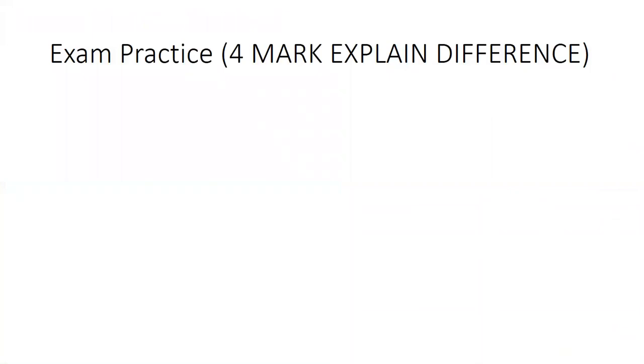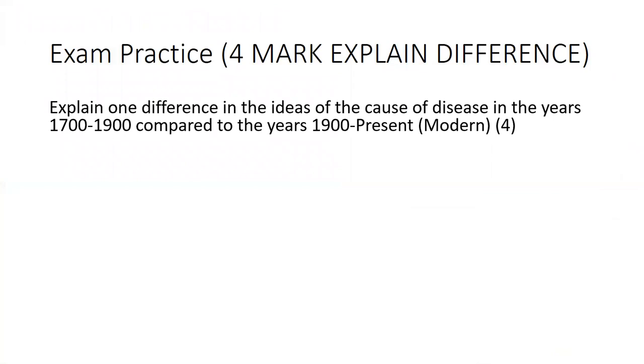And there's an exam practice question here. 4-mark, explain the difference. Explain one difference in the idea of the cause of disease in the years 1700 to 1900 compared to the years 1900 to present. So basically what this question is asking you is, what did people think was the cause of disease in the industrial period? And then, how did that change in the modern period? Remember, you need to give a piece of evidence, explain it, compare it, evidence, explain.